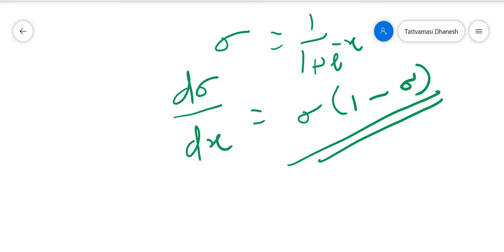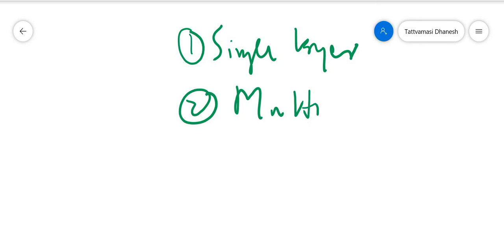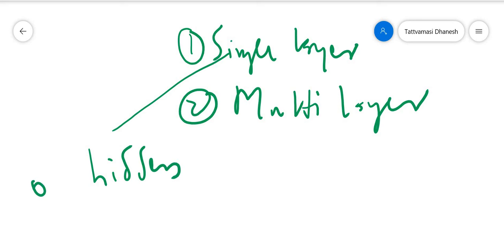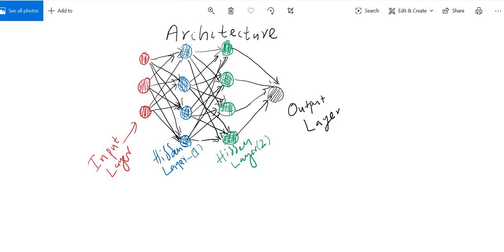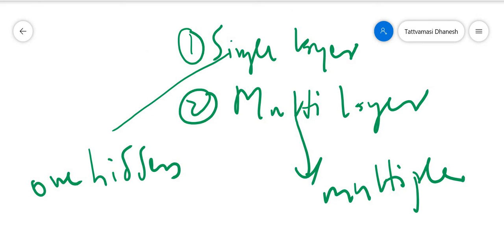And perceptrons are of two types: the single layer perceptron and the multi-layer perceptron. Single layer perceptron means there is only one hidden layer. Multi-layer perceptron has multiple hidden layers. In the architecture I have shown, you have two hidden layers, so that means it's a multi-layer perceptron. If you have only one hidden layer, it's a single layer perceptron.